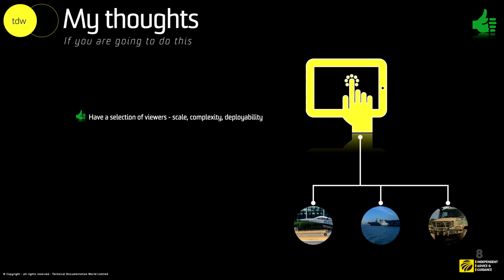It's scalability, deployability, usability, type of information, the kind of features and functions that you might want from a viewing solution. Have a way out. I always talk about having an exit strategy to my customers. Have an exit strategy.